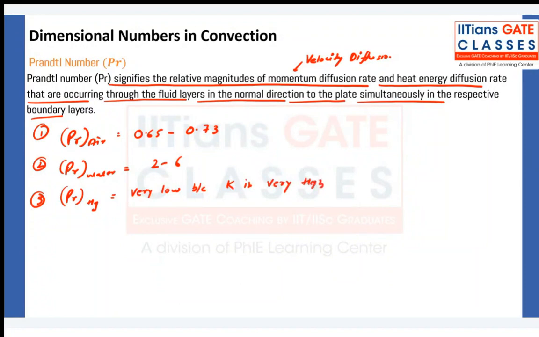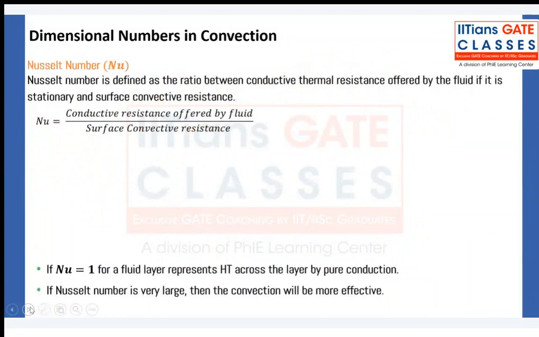Okay, next is Nusselt number. Now, what does Nusselt number tell you? It tells you which of the phenomena, conduction or convection, is dominating in the fluid. It is defined as the ratio between the conductive thermal resistance offered by the fluid, if it is stationary, and the surface convective resistance.